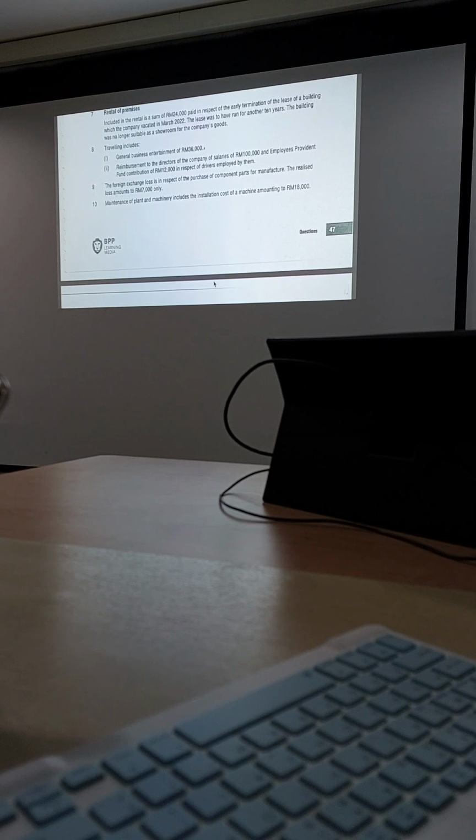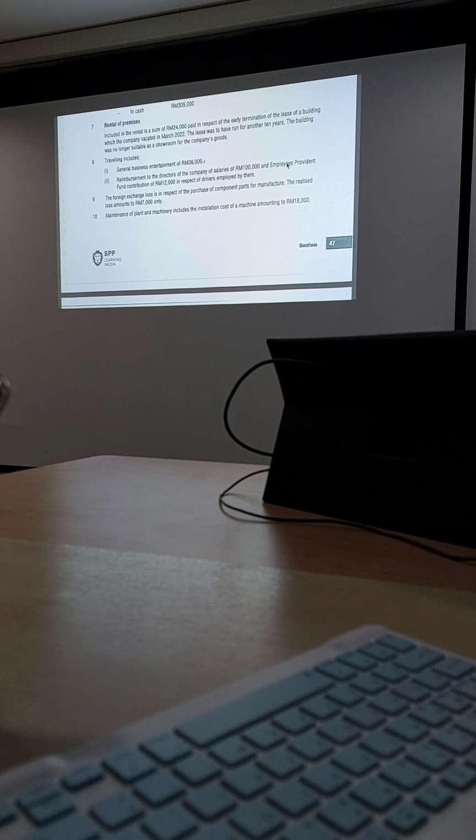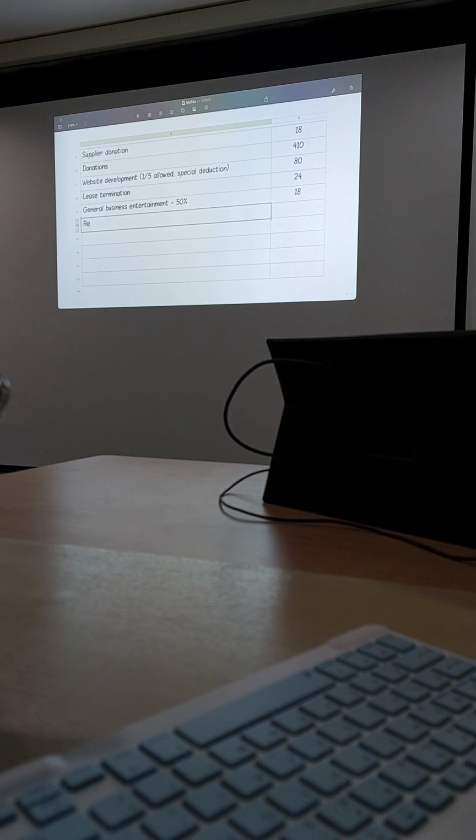Sir, if it's for a client, it's 100%, right? Yeah. What is the 100%? Client. Reimbursement of director company salary 100,000, EPF contribution 12,000 in respect of director employed by them. Reimbursement of the director's driver salary, right? This one is not at the individual level. Sir, this is allowable, right? It's 100% because it's client only.